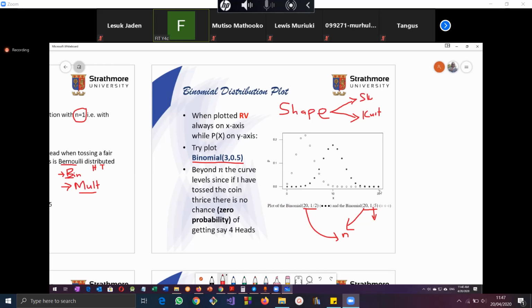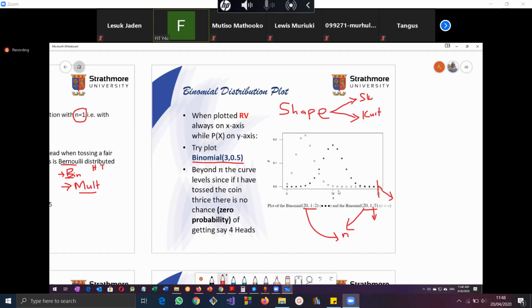You see it here. So you notice beyond 20, the curve just falls to 0 because the trials are 20. So you have nothing more. Like what we were saying, if I toss a coin 3 times, I can never get 4 heads. So beyond n, the curve just hits a 0. And that's important to know.